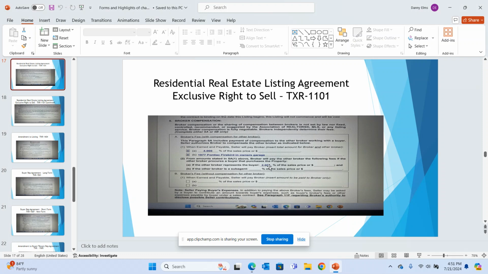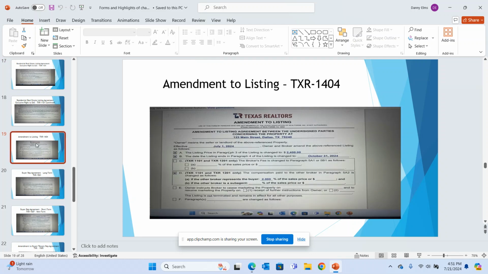Okay, and that's all negotiable. And that's why the prior slide, paragraph 11F says the seller is not obligated to pay what we put in the listing agreement. But if they're not paying what we put in the listing agreement, you must go to the amendment to listing agreement, which is right here, 1404. Okay, hopefully that makes some sense. The other part of these documents, the amendment to listing, are basically the same, but it's this section here that was changed due to the lawsuit.